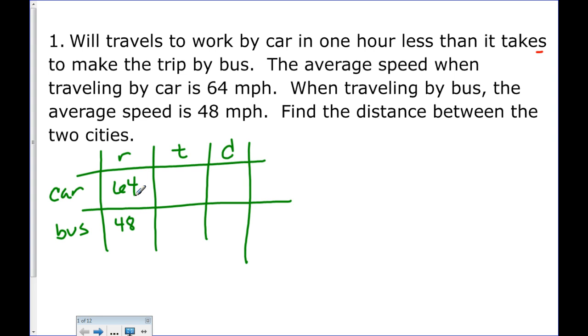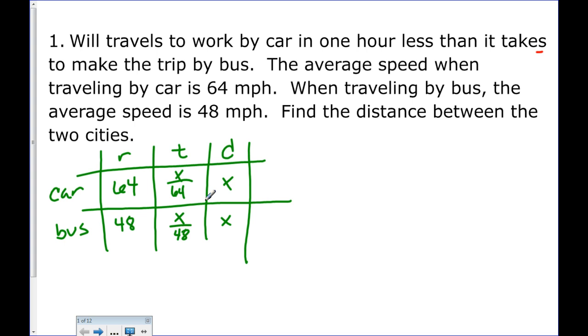Do we know the distance on this one? No, so we're going to put an X there. So we know our time is going to be X over 64, and our time over here is X over 48.